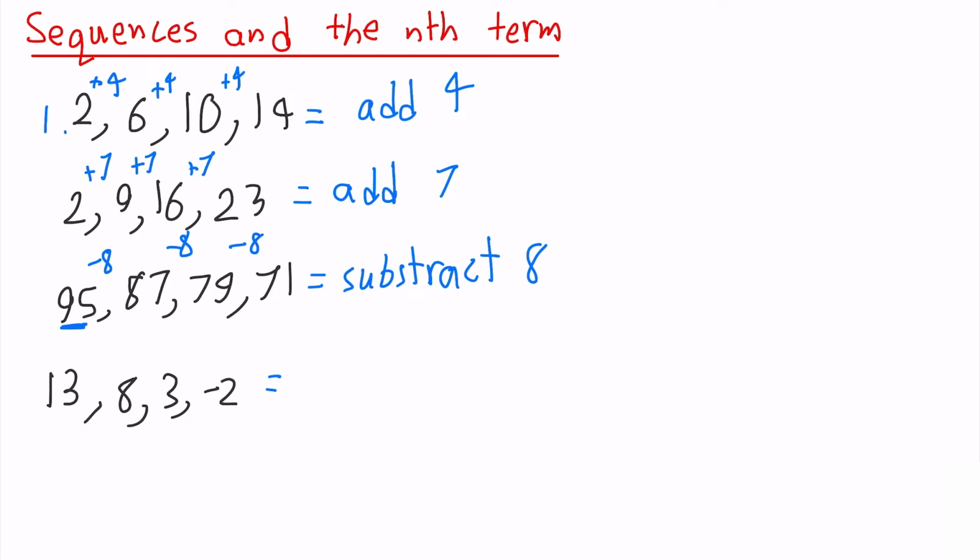What about this last one? Here we need to minus by 5. So 13 minus 5 equals 8. 8 minus 5 equals 3. 3 minus 5 equals negative 2. So the term to term rule is subtract 5.